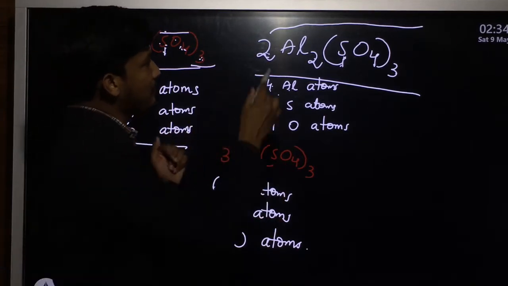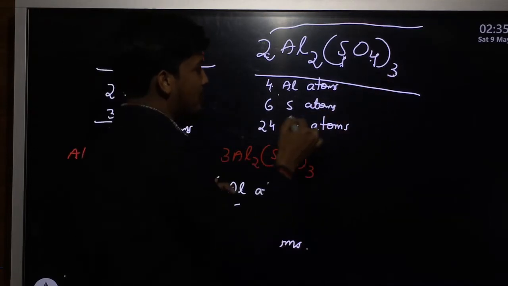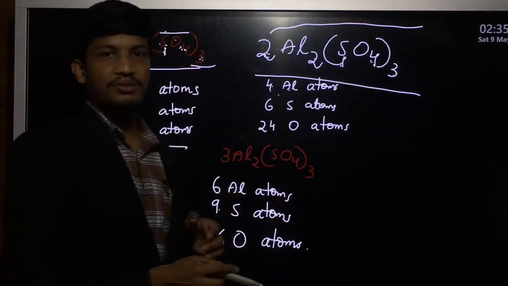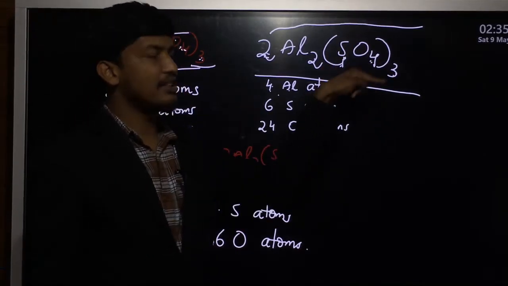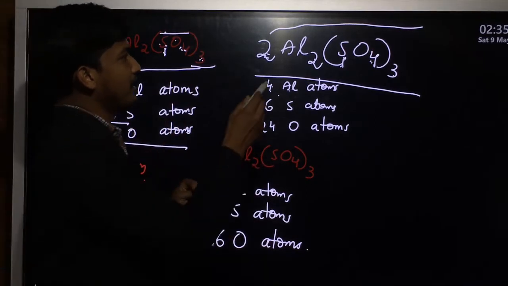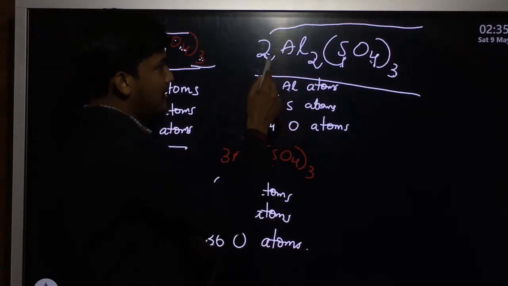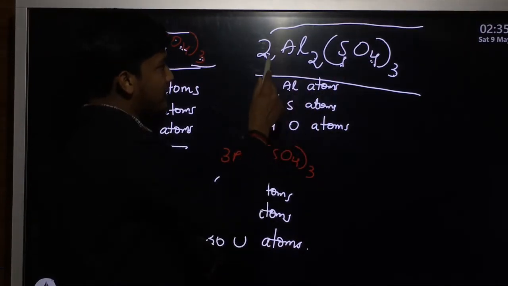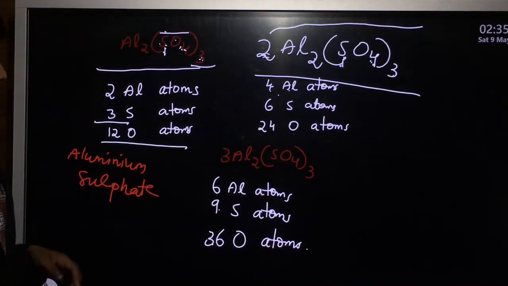Then oxygen atoms: 2 into 4 is 8, 8 into 3 is 24. So the number of oxygen atoms: 2 4s are 8, 8 3s are 24. We have to multiply by 3 also because S and O both are in the brackets. So the number of aluminum atoms is 2 into 2, 4 aluminum atoms, 2 into 1 is 2, 2 into 3 is 6 sulfur atoms, 2 4s are 8, 8 3s are 24 oxygen atoms.